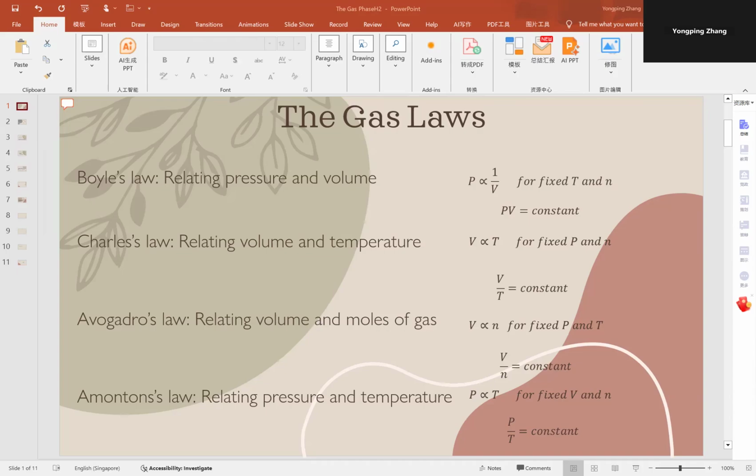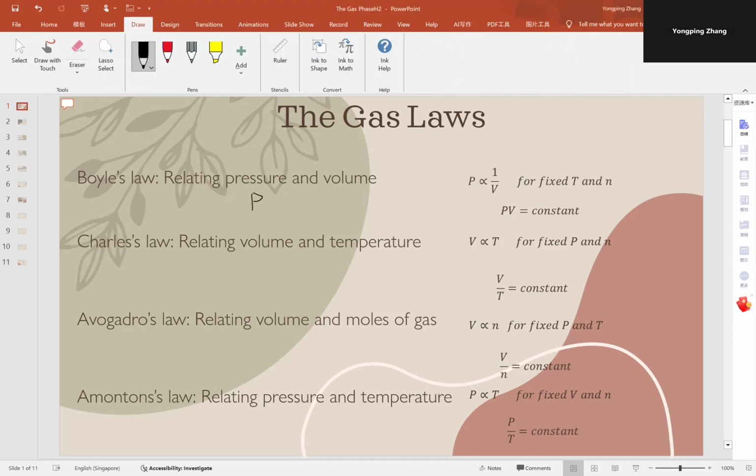Gas laws: Boyle's law, relating pressure and volume. For fixed P and N, PV is a constant. Charles's law relates volume and temperature. For fixed pressure and N, volume is proportional to T.